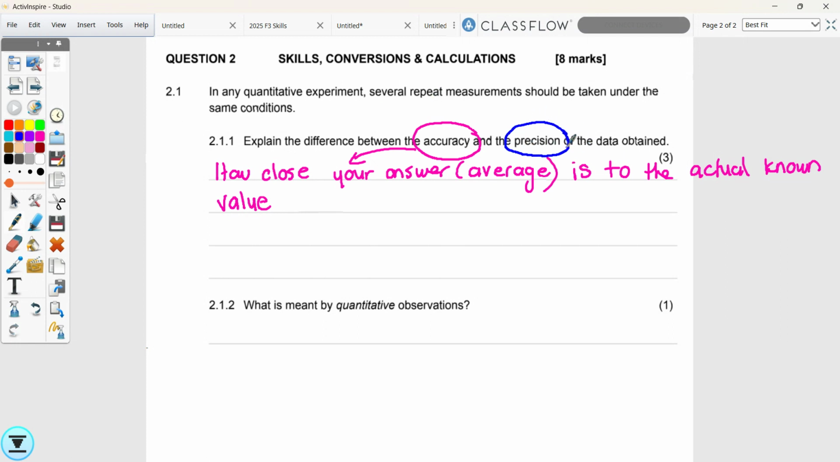Then they're asking us about precision. So what is precision? So that was accuracy. Precision is when all your data is close, the difference, how close it is to each other. All your data is below 10%. Okay, so all the data are close to each other.